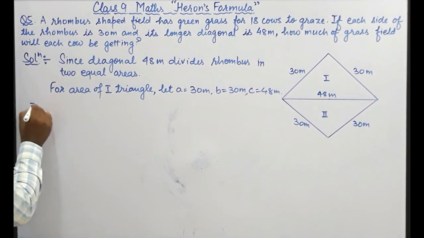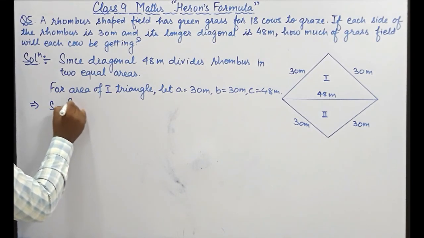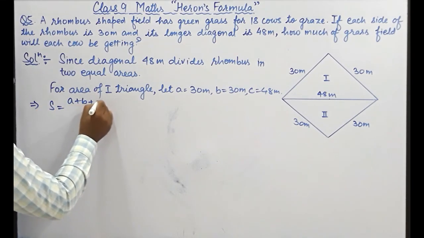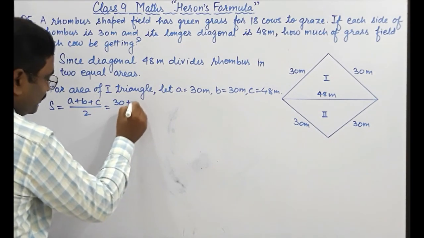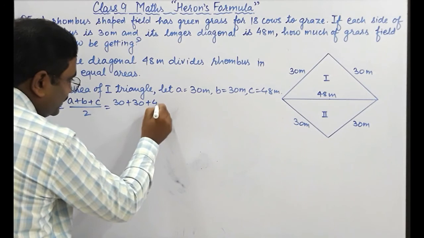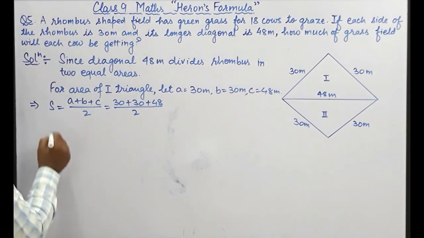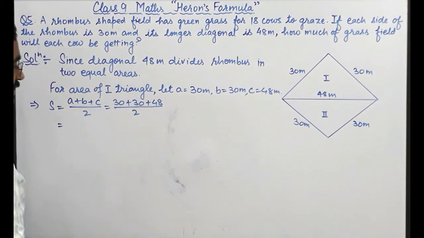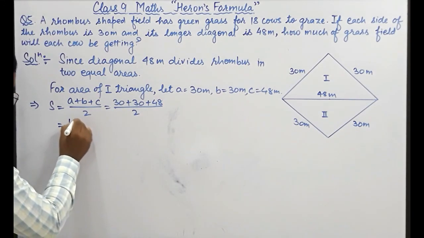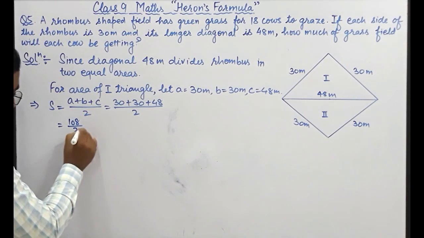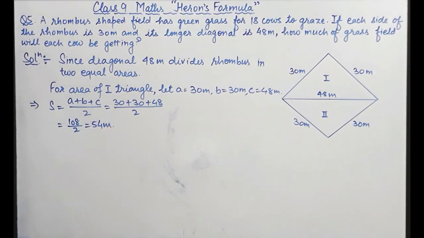For area we need to find the semi perimeter S. So S is equal to (A plus B plus C) by 2, that is (30 plus 30 plus 48) divided by 2, which is equal to 30 plus 30 is 60, 60 plus 48 is 108, divided by 2, that is equal to 54 meter is the semi perimeter.